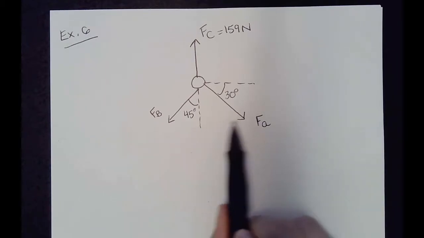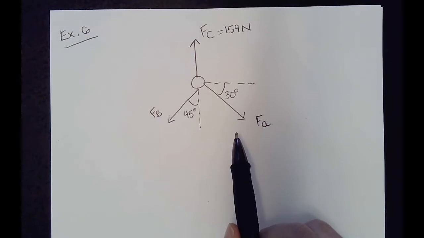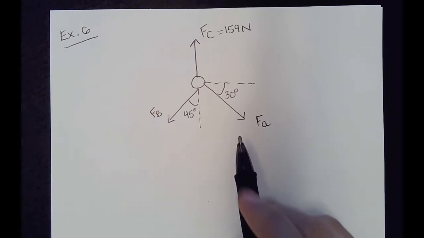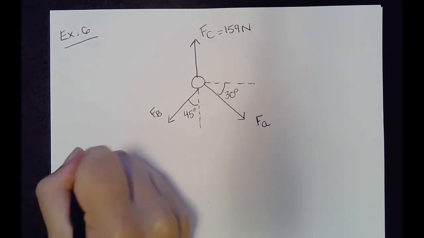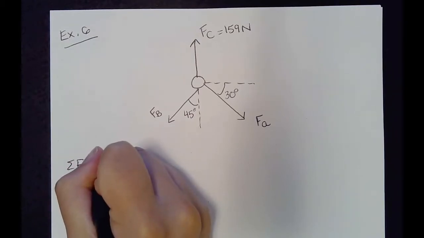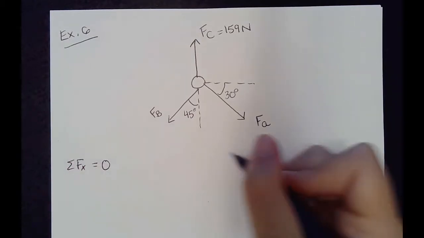Since we have two unknowns in both x and y, we're going to need both f net x and f net y here. And the ball is at rest, so we know that Newton's first law applies. Okay, let's start with f net x. We'll write out both equations. So we have f net x equals 0.